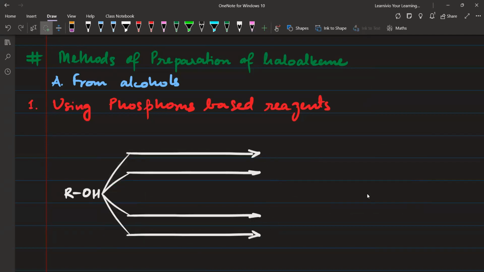Here it is. So let me move a bit more space.